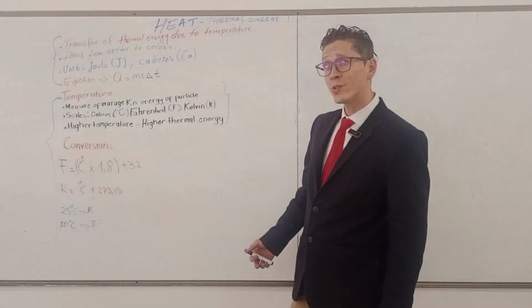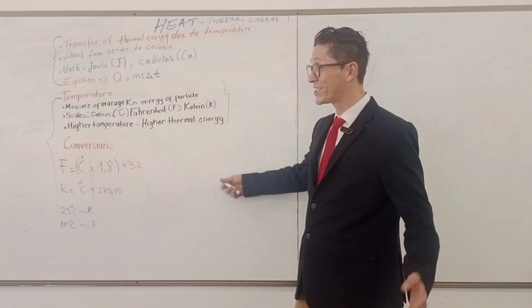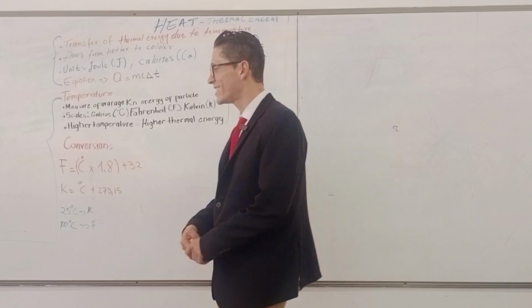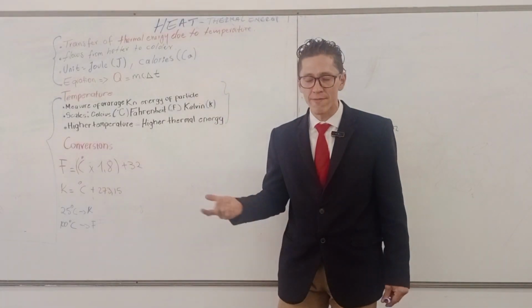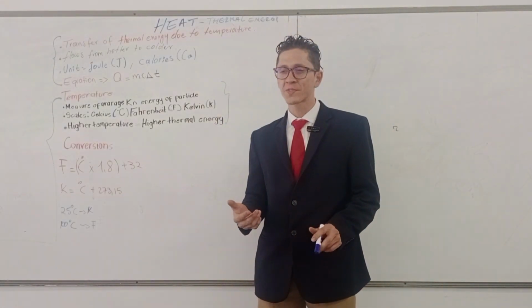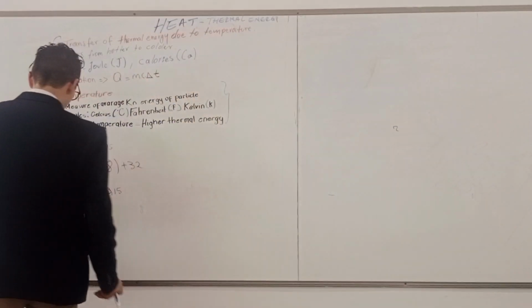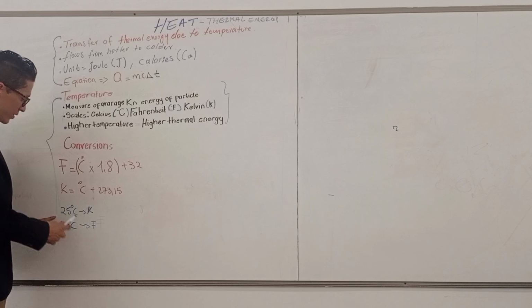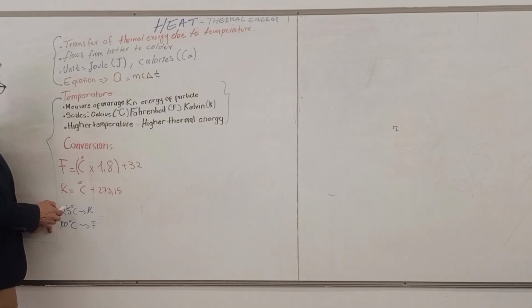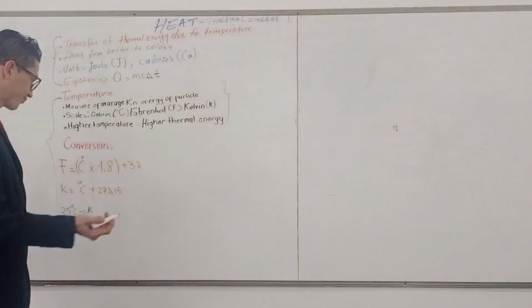Then we need to do these exercises. Let's do it. It's a piece of cake; there are just multiplications. Here I'm staying with 25 Celsius to Kelvin, and 100 Celsius to Fahrenheit. And what are the equations?